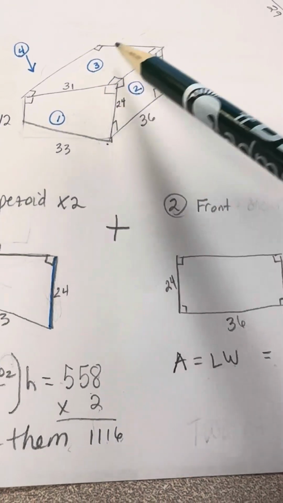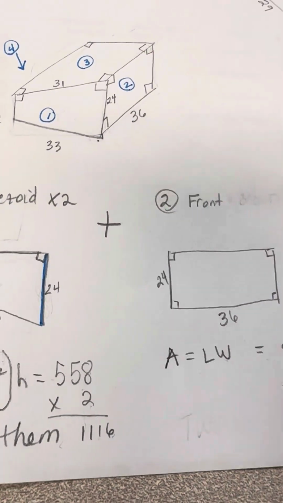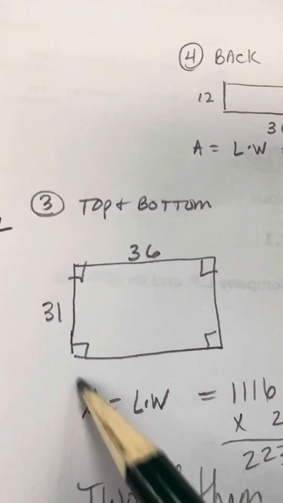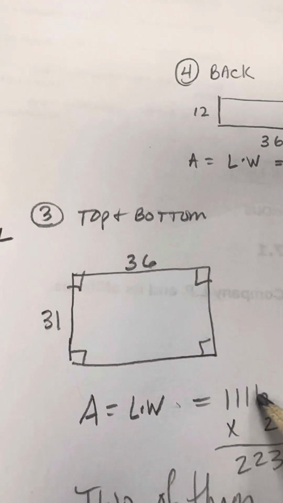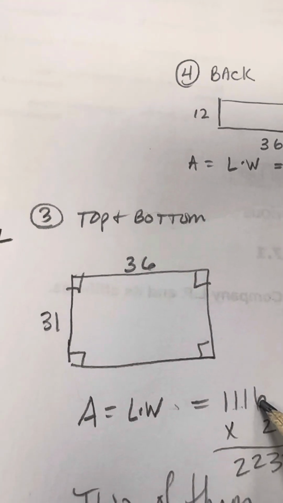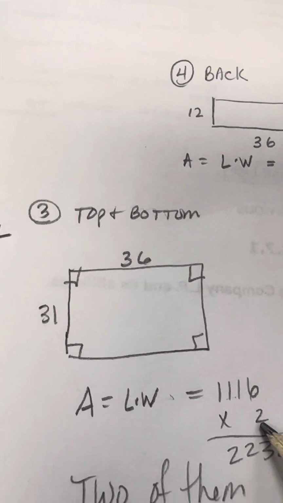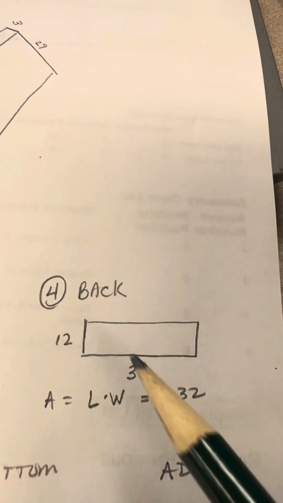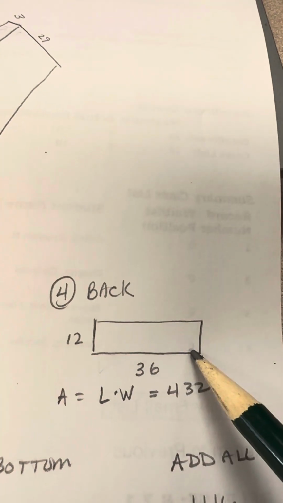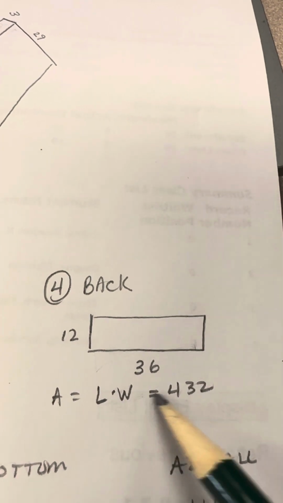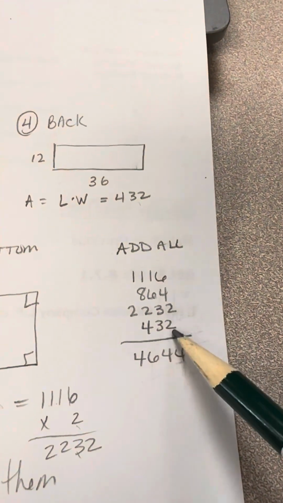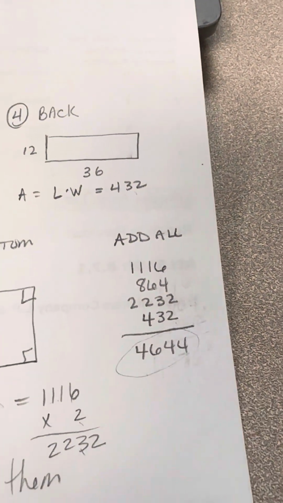Then number 3 is that top that also includes the bottom. And so for the top, again, this is a rectangle. Length times width gives us 1,116. And since we have the top and the bottom, it's times 2. And then the back side, number 4, is a rectangle that's 12 by 36. So again, you're going to do your length times width. Then we're going to take all 4 totals that we came up with and add them together for the total surface area.